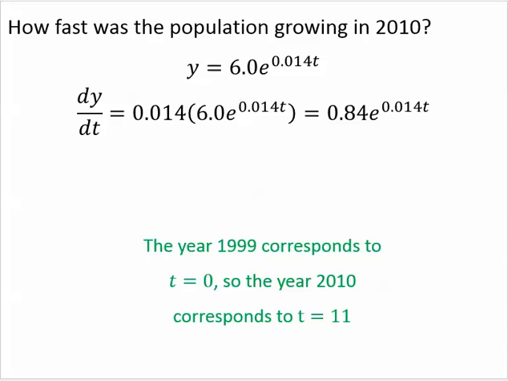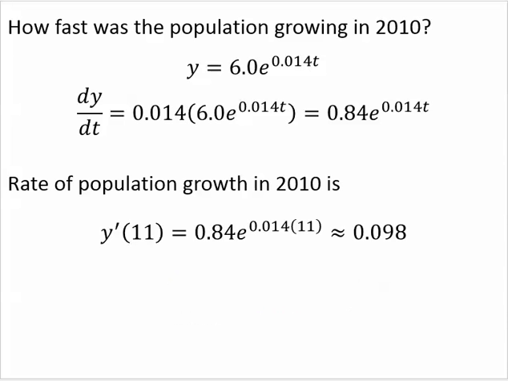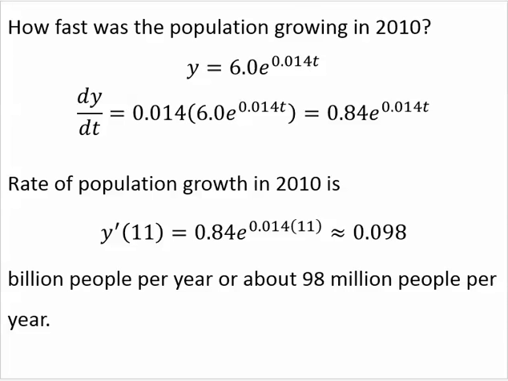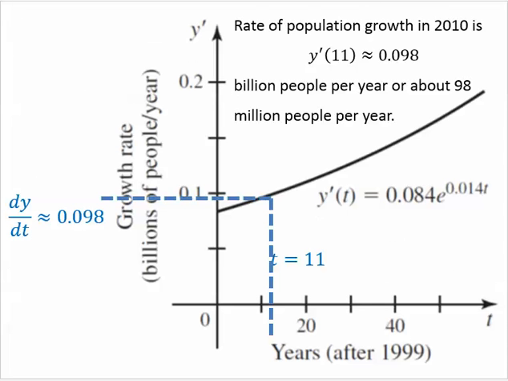The year 1999 corresponds to t equals 0. So the year 2010 corresponds to t equals 11. So let's evaluate this for t being 11. We get about 0.098, and that's a billion people per year, or about 98 million people per year. That's the growth rate in 2010. All right, so the rate of population growth in 2010 is about 98 million people per year.